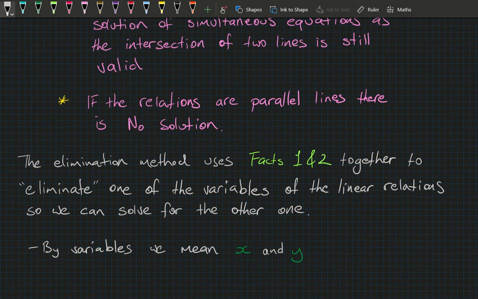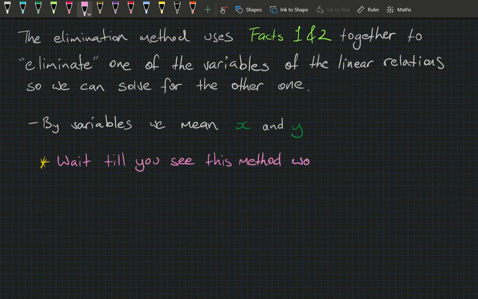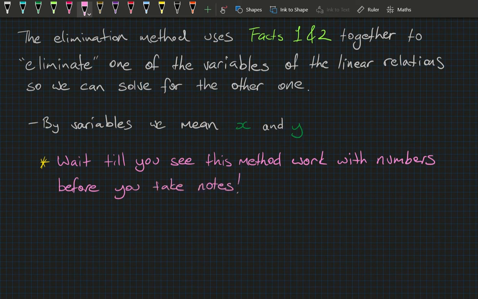As I said earlier, using all this algebra to explain the rules of the elimination method could be confusing for you. If that's true, wait until you see me use actual numbers in the examples, then it should be much clearer for you. After you see the examples work with the numbers, then I recommend that you take notes with the algebra, because you can then use the algebra-based notes to remember this method for any question.